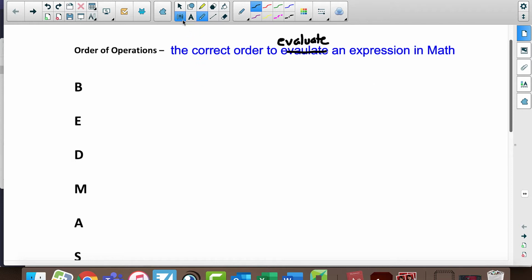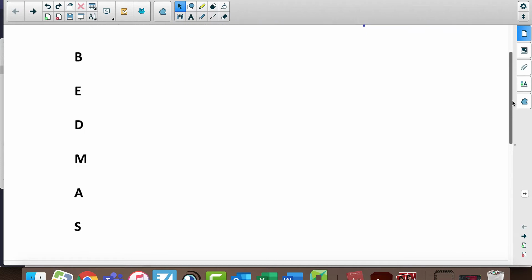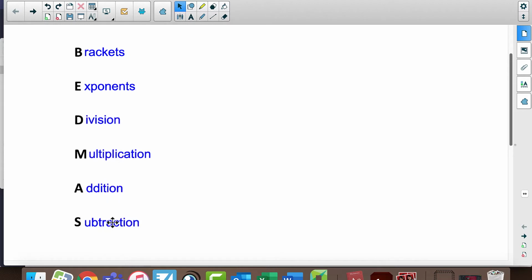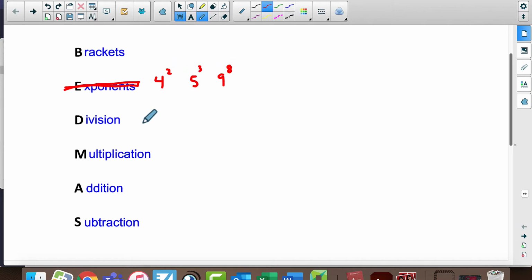So here's the correct order for doing math. BEDMAS, it's a made-up word. It's not a real word, but it covers the correct order to do math. Brackets, exponents, division, multiplication, addition, subtraction. So this is the first thing you should be looking for, brackets, and you'll work your way down. Now, a few things. So far, we haven't talked about exponents, so you won't have to worry about exponents in today's work. Exponents are things like 4 squared, 5 cubed, 9 to the 8th power. These are all exponents, and we'll talk about them probably next chapter. So don't worry about those.